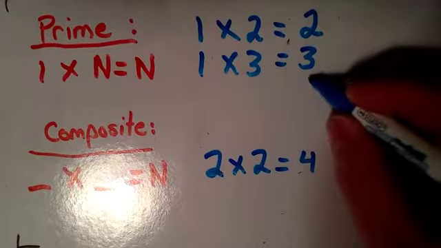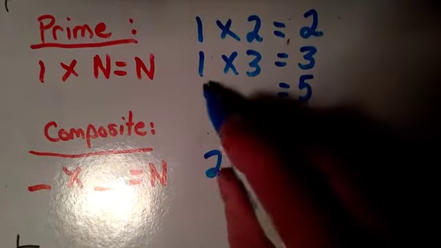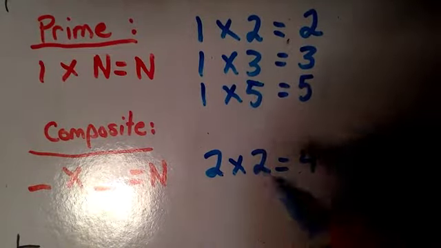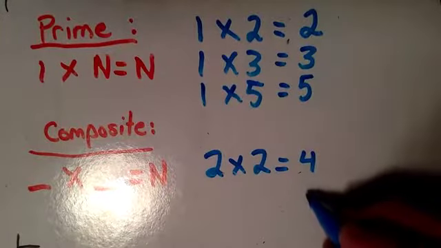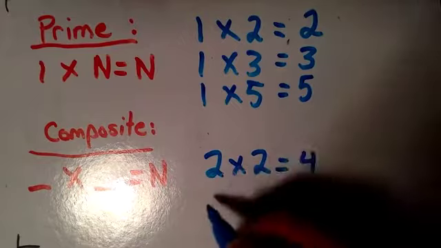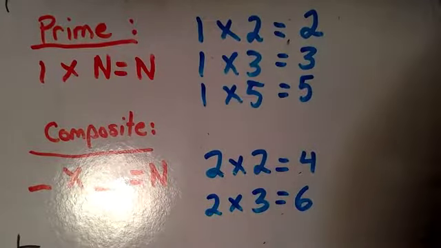If you keep going, you'll find that 5 can only be created by multiplying 1 times 5. However, 6 can be created by multiplying 2 times 3, as well as 1 and 6, of course.